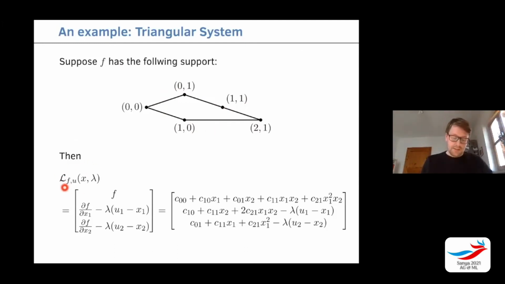Then the Lagrange multiplier equations associated to this polynomial look like this. So here's F, which corresponds to this Newton polytope, and then here are the two other entries. So it's the derivative of F with respect to x1 minus lambda times (u1 minus x1), and the same for x2. And now what are the Newton polytopes for the Lagrange multiplier equations?